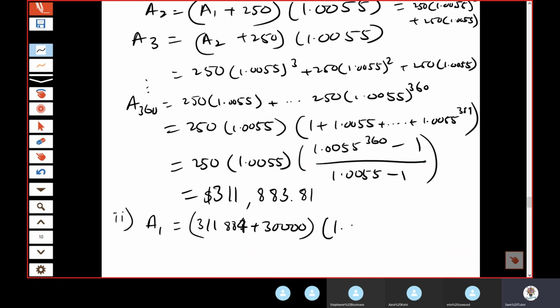So ready? 1.0055 to the power of 120 months. Does that make sense? She's not putting in 250 again. She's just like, sweet, I made 300,000, I'm selling my car, so I made an extra 30K, I'll leave that in the bank and leave that for 10 years, let's see what happens. Does that make sense? What does that add up to?